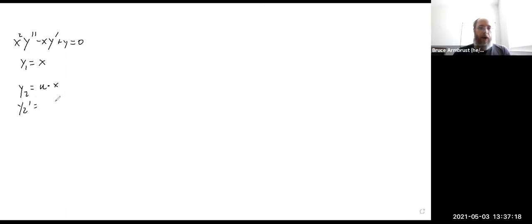Okay, so y2 prime is going to be u prime x plus u. y2 double prime is going to be u double prime x plus 2u prime. I don't need another plus there. So the 2u prime, one of them came from the product rule in the first piece, and the other came from the u. All right, so far so good.